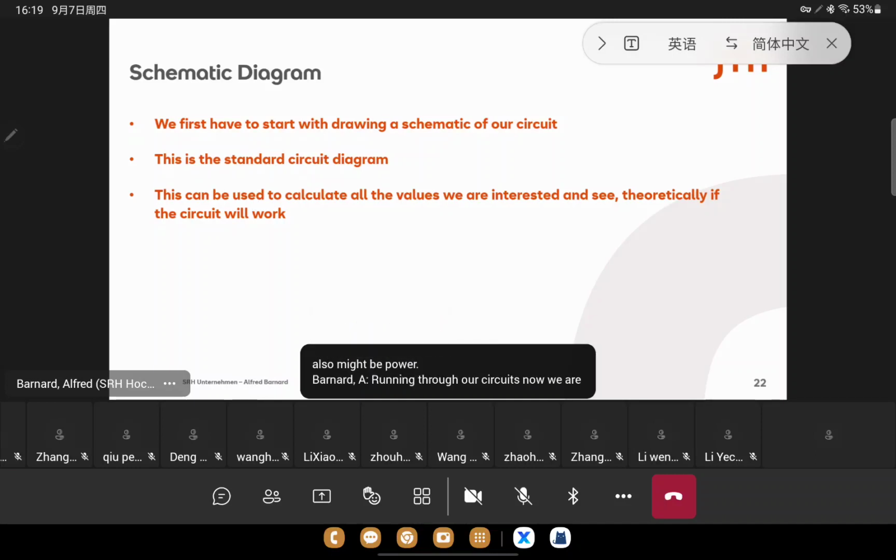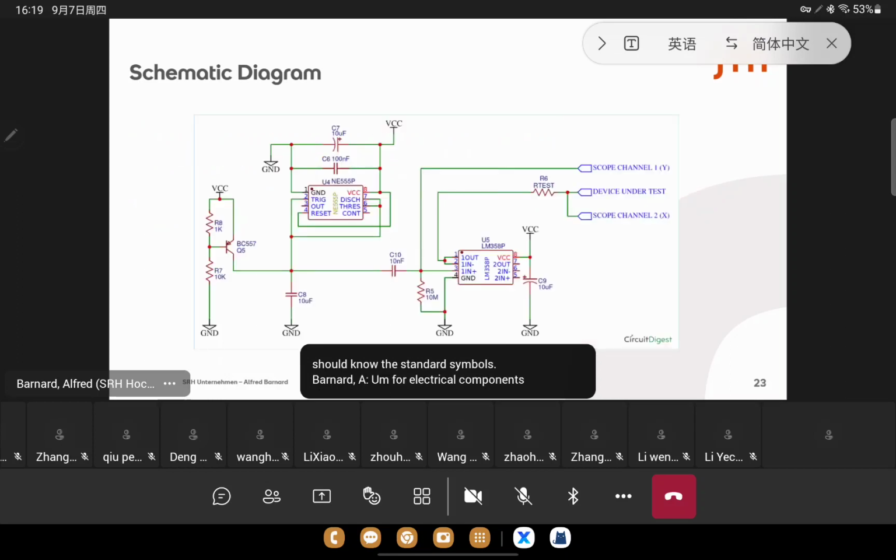Now, we all should know the standard symbols for electrical components, and it might look something like this. So we have a schematic diagram, which I'm just quickly going to talk through. This is in the middle here, where I have NE555P. This is a 555 timer integrated chip.